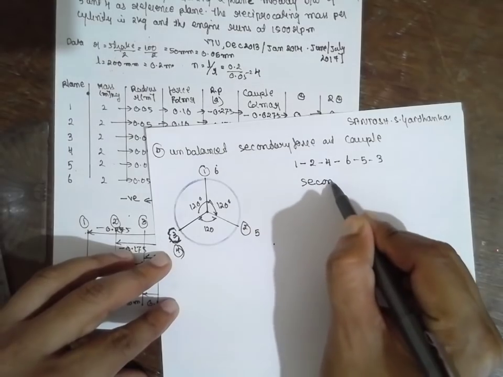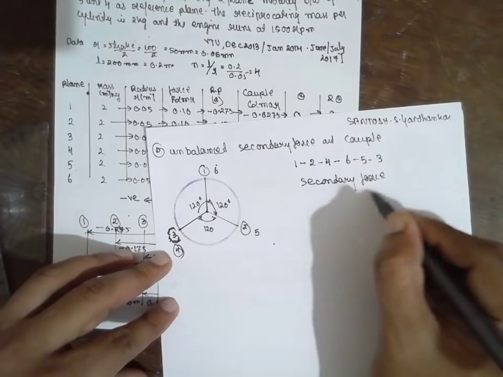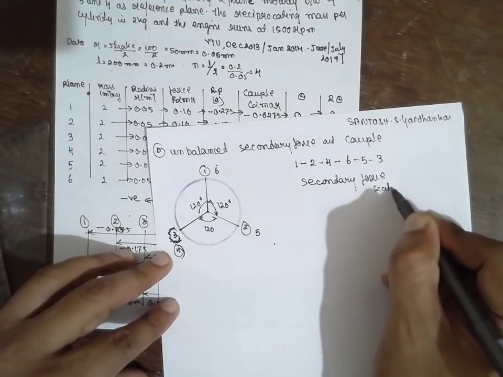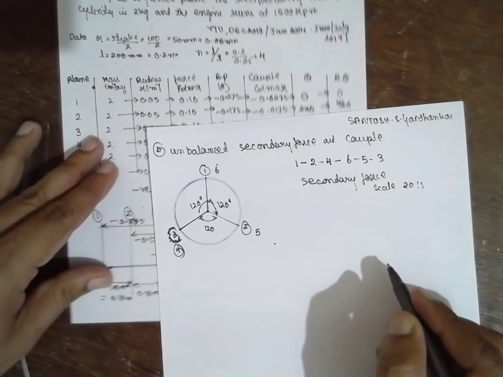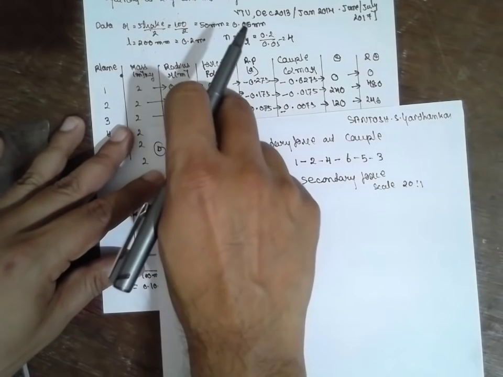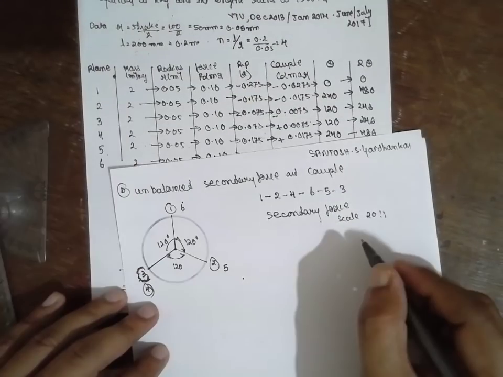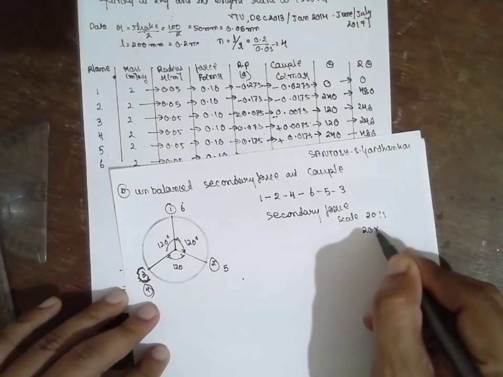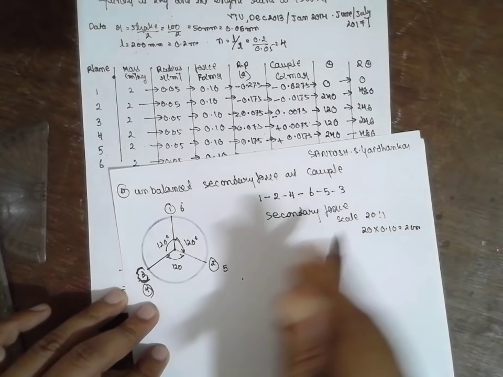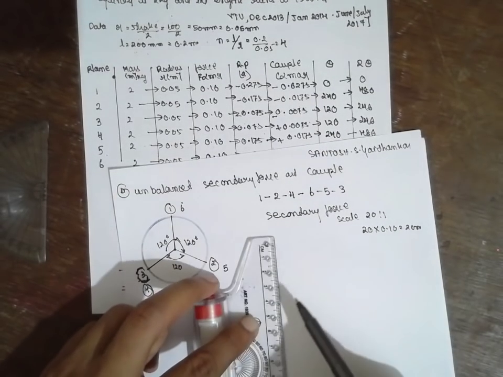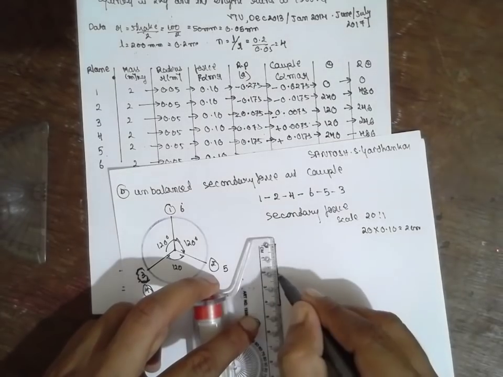Now I am drawing the primary forces here. Secondary forces I am drawing here. For the secondary force, I will consider scale 20:1. Secondary force means you have to consider the same. 20 × 0.10 is nothing but 2 cm.